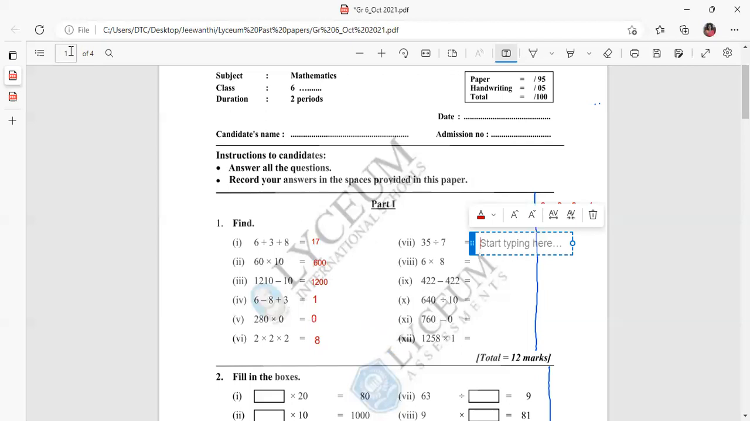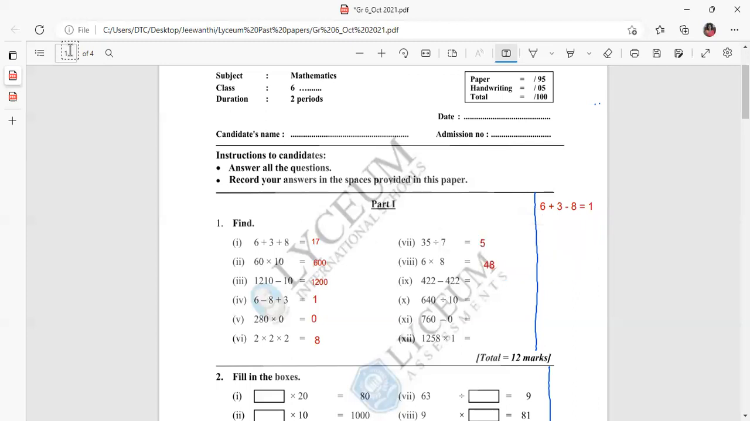35 divided by 7. Now, okay, so we'll go through the 7 multiplication table: 7 times 1, 7, 7 times 2, 14, 7 times 3, 21, 7 times 4, 28, 7 times 5, 35. My answer should be 5. Got it? So then 6 times 8, it is 48. Look at the next one.